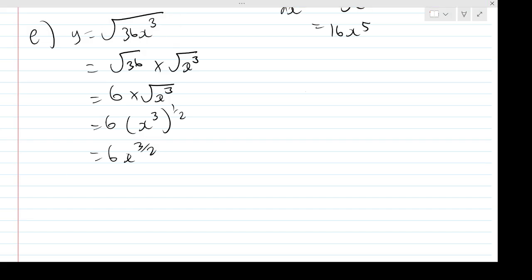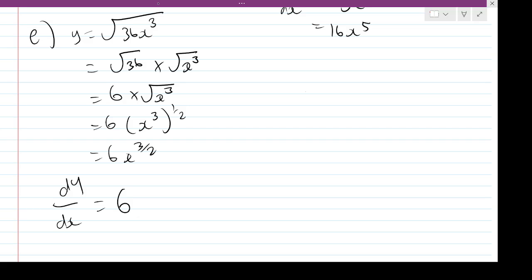Okay, so we got to this point, then the derivative, at this point we can just leave the 6 out in front, then we differentiate x to the 3/2. So then we're going to bring that power to the front, so 3/2x, and then we knock 1 off, so 3/2 minus 1, that will go to a half, okay?